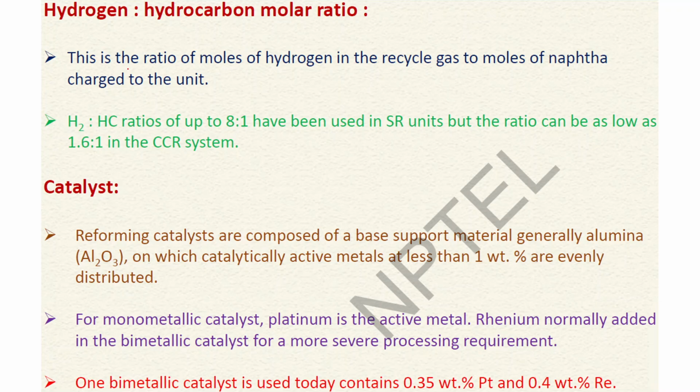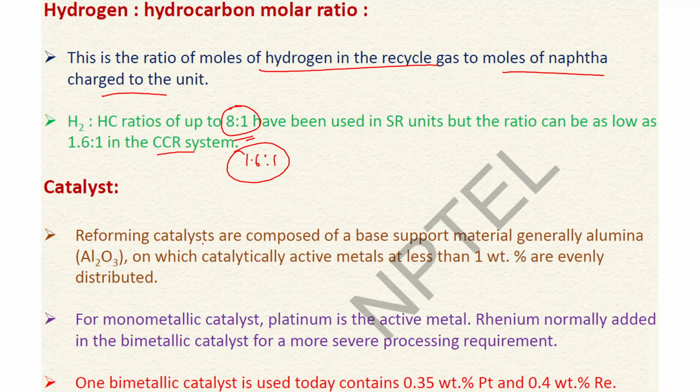Coming on to the hydrogen to hydrocarbon ratio, as we discussed, this is the ratio of moles of hydrogen in the recycled gas to moles of naphtha charged to the unit. The coke deposition problem can be limited in the case of SR by using a higher hydrogen to hydrocarbon ratio. So in the case of SR, the hydrogen to hydrocarbon ratio is higher compared to CCR, which is 8 to 1, whereas in the case of CCR, it may decrease to 1.6 to 1, as there is no problem of coke deposition in the CCR system.